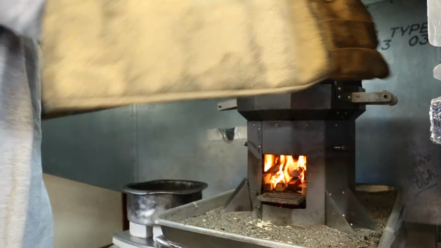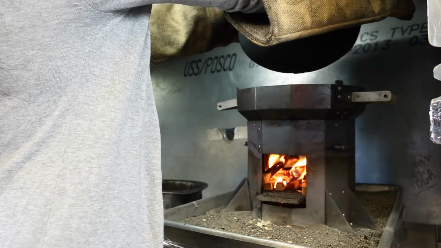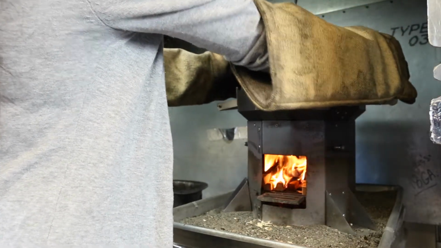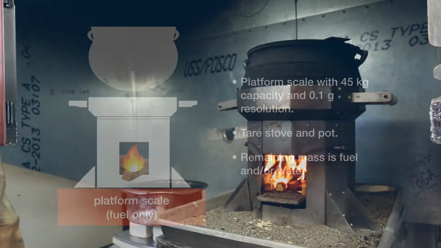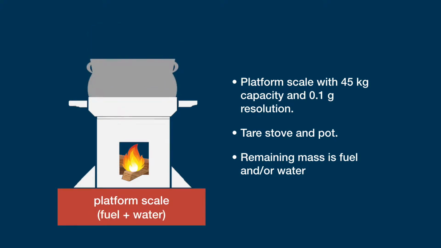This value represents the weight of just the fuel. In order to estimate the weight of water at that same point in time, we can subtract the fuel weight from the combined weight of both the fuel and water taken immediately before the pot lift. Using linear interpolations, we can estimate the real-time fuel and water mass consumption over the course of the test.